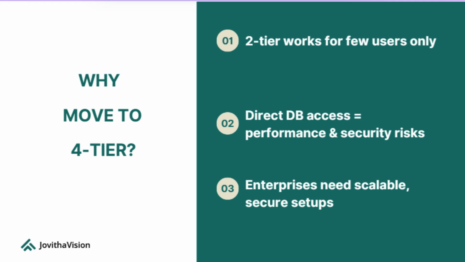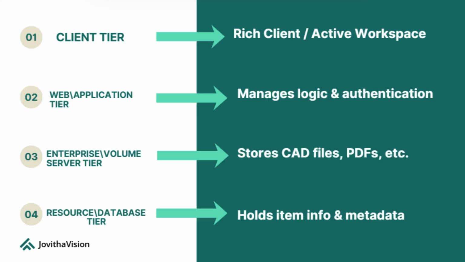To handle those issues, Siemens introduced the four-tier architecture. In large organizations, multiple users connect from different locations. If all of them access the database directly, it becomes slow and risky. So, extra layers were introduced to handle login, logic, and file management safely. That's why four-tier architecture is the standard setup for enterprise or production environments.